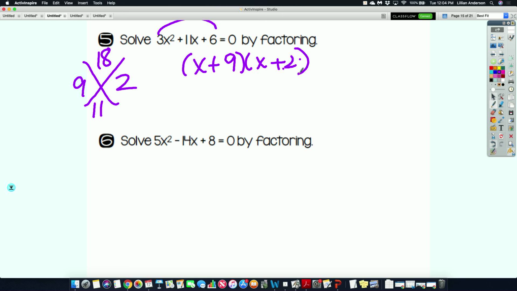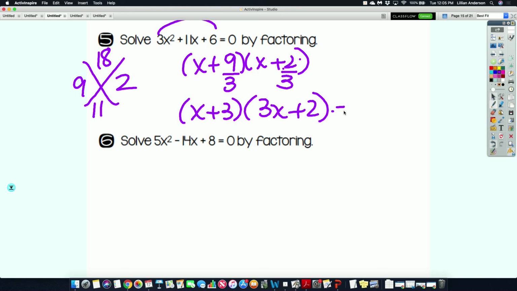That's the slide part. Now I have to divide by what number? 3. Does 9 divide by 3 nicely? So I have x plus 3 as one of my factors. Does this one divide nicely? So I have the bottoms up. And that's what 3x squared plus 11x plus 6 equals.